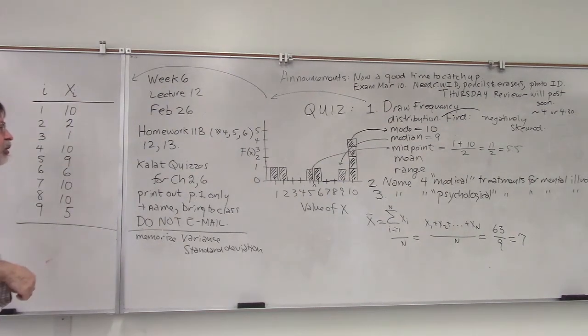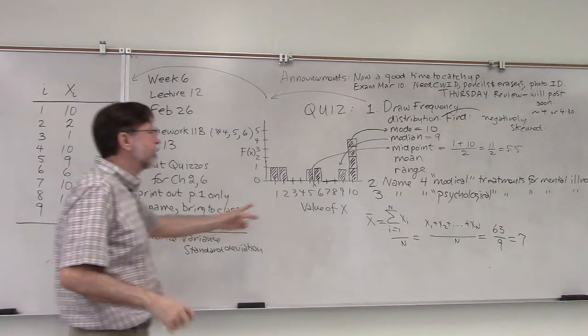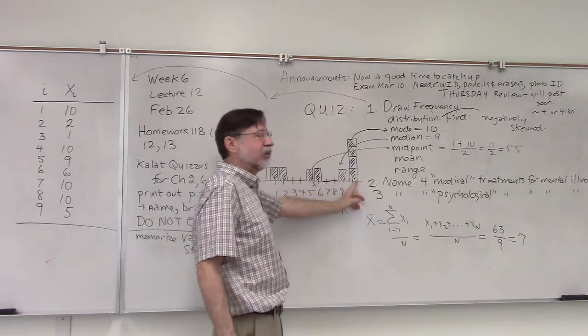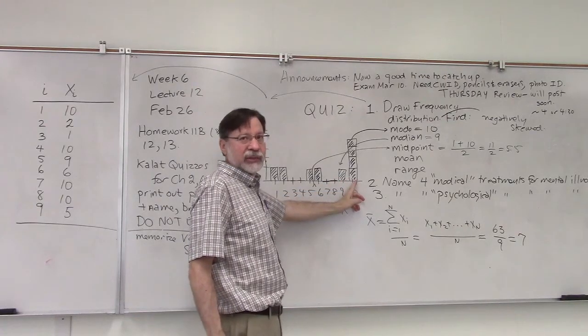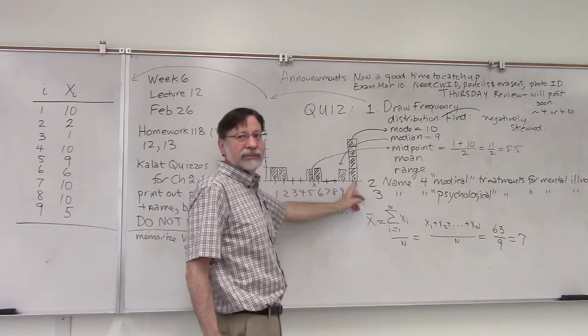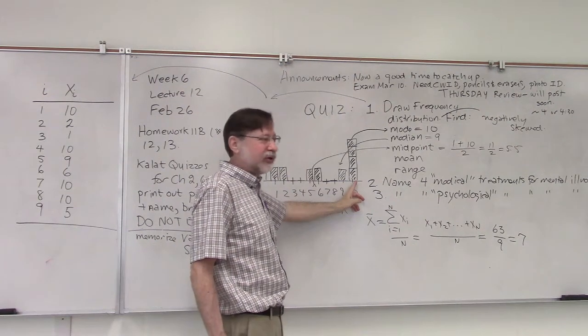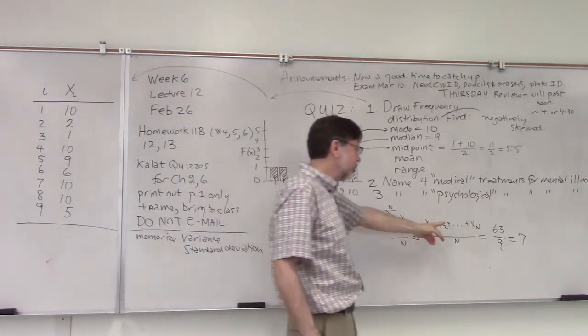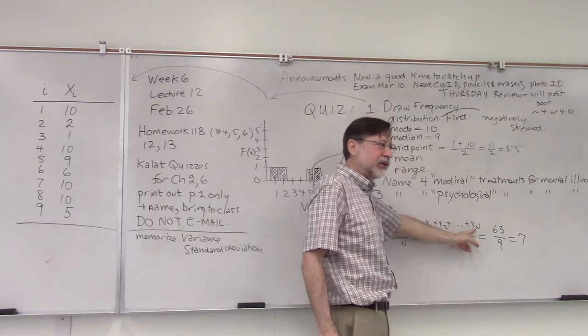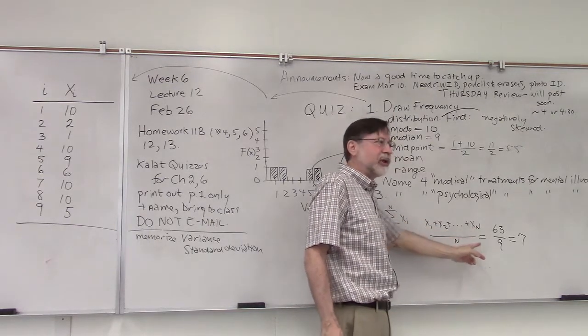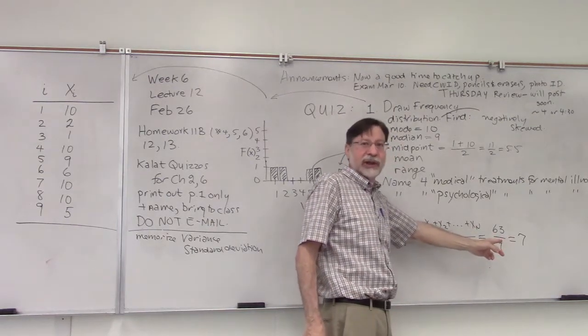Now suppose you take one of these tens and you made it 1,000,000. Would that change the mean? Yes, because the sum of all the numbers, all of a sudden, instead of it being 10 here, would be 1,000,000, and you divide by 9. That would increase the mean by a whole lot.